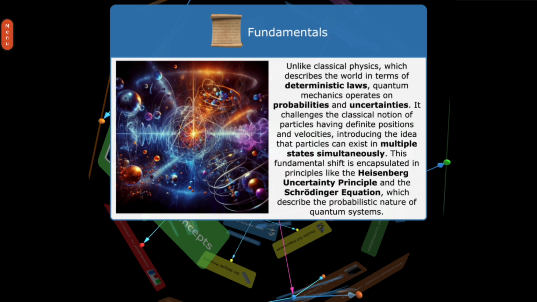Unlike classical physics, which describes the world in terms of deterministic laws, quantum mechanics operates on probabilities and uncertainties. It challenges the classical notion of particles having definite positions and velocities, introducing the idea that particles can exist in multiple states simultaneously. This fundamental shift is encapsulated in principles like the Heisenberg uncertainty principle and the Schrödinger equation, which describe the probabilistic nature of quantum systems.